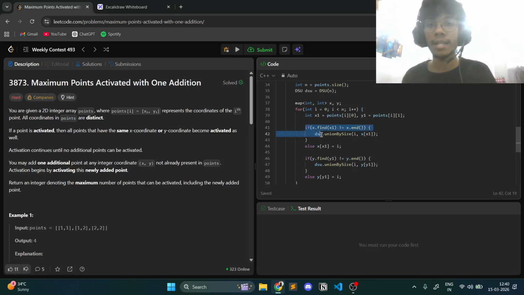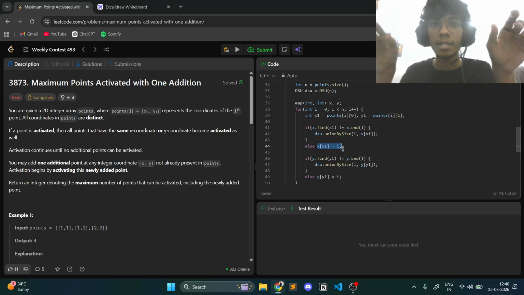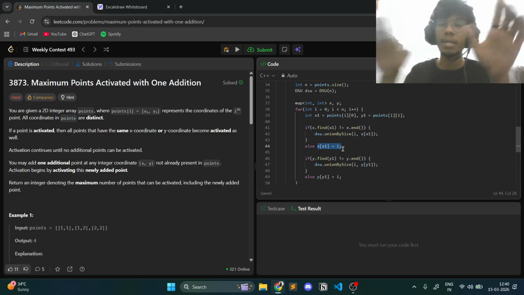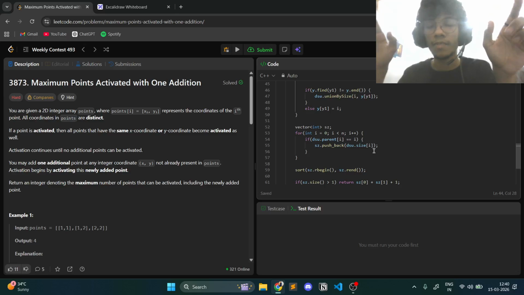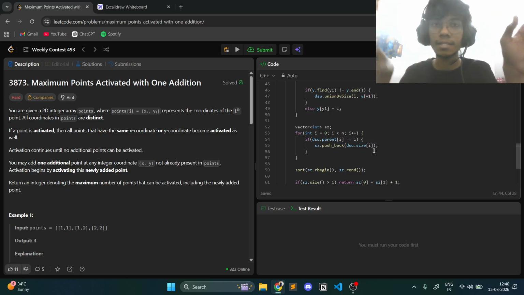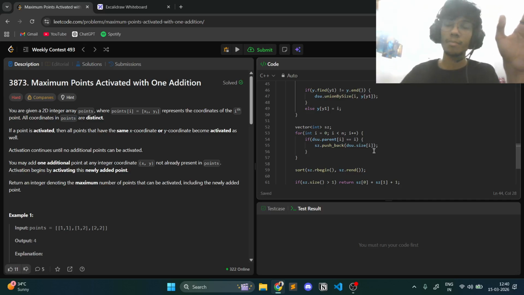So now I search in my map if I've seen this particular x coordinate before. If I've seen this x coordinate before, then I take the union of this coordinate and whatever was the index of the particular coordinate, the one that I've already seen. If I haven't seen that particular x coordinate, then I add my current index to this particular x coordinate. Similarly, I do this for the y coordinate as well. And at the end, we'll just obtain the largest two groups by size.